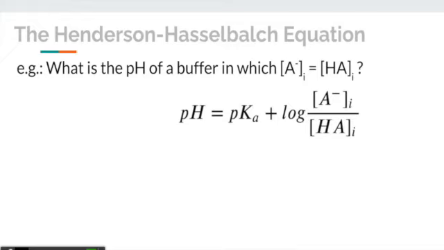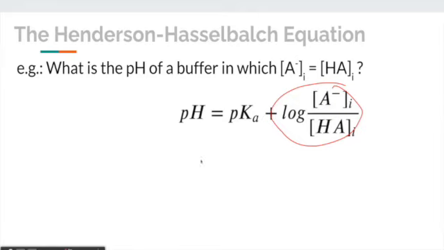So here's a question. What is the pH of a buffer in which the initial concentration of the conjugate base is the same as the initial concentration of the acid in the mixture? Well, if these are the same, that means here we are taking the log of 1, which is 0. So that means the pH is just equal to pKa.